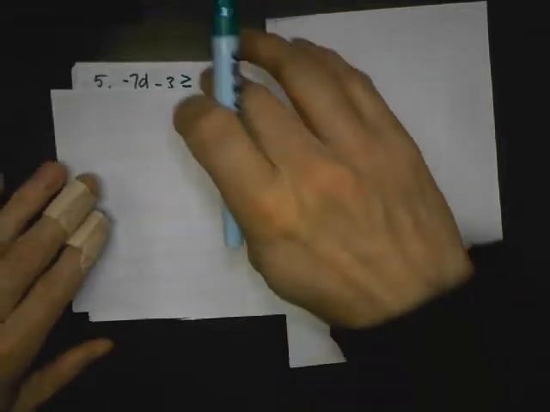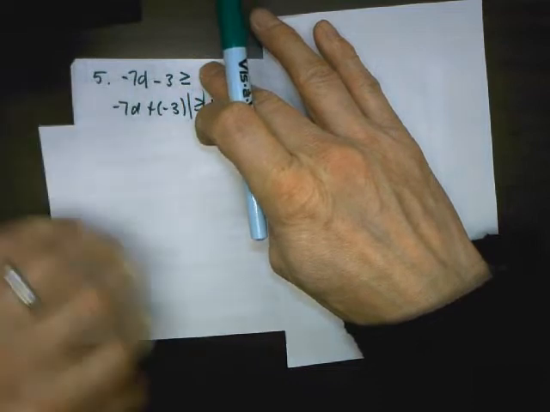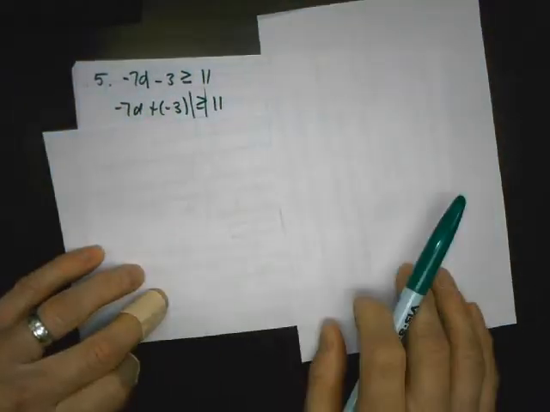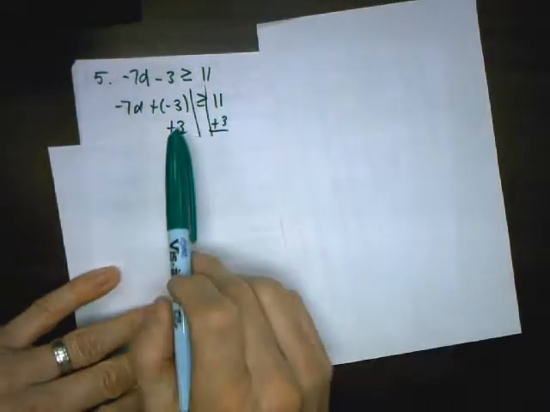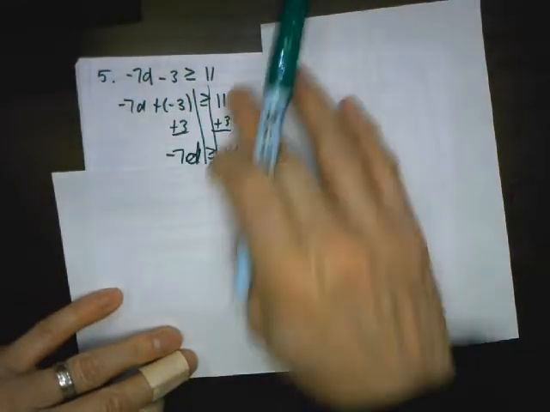Problem number 5. We have an inequality that we have to describe the solution to, which means we have to solve it first. So I look at these two here. I do the rule for subtraction, and then I work farthest away from the variable. To isolate this variable, I do the inverse operation. I add 3 to both sides.